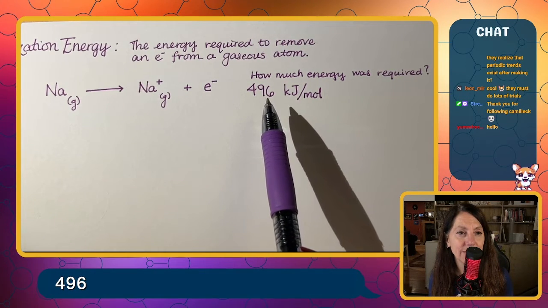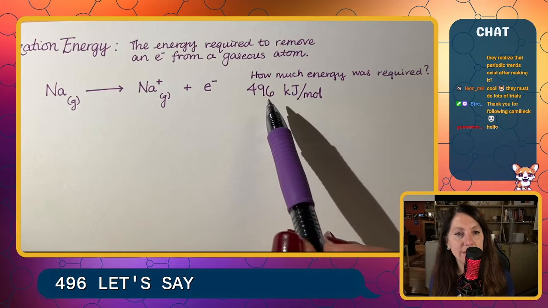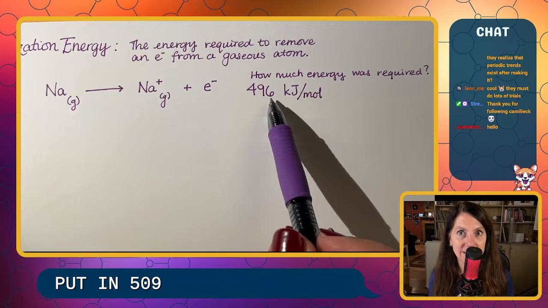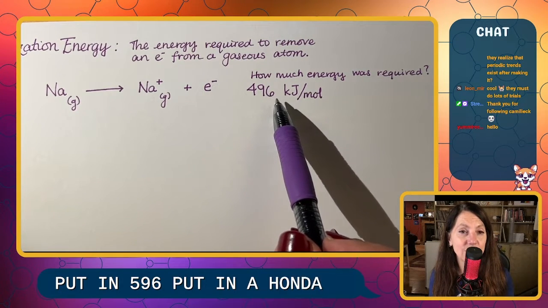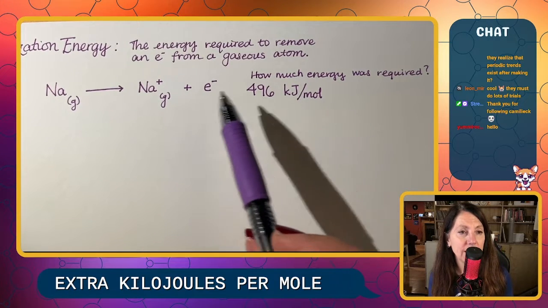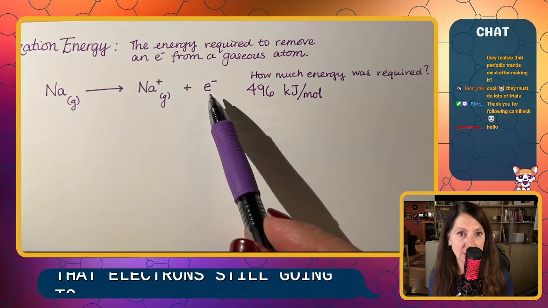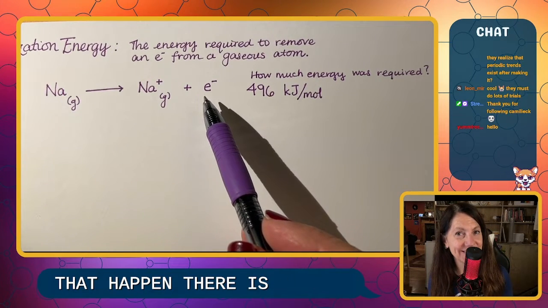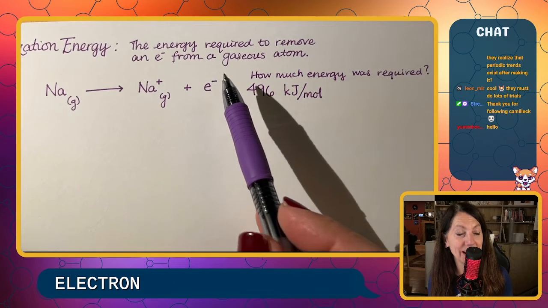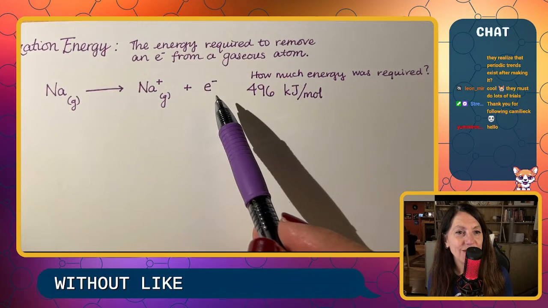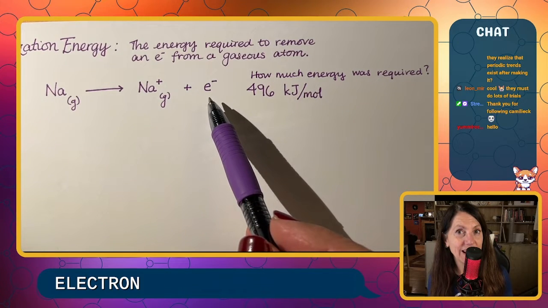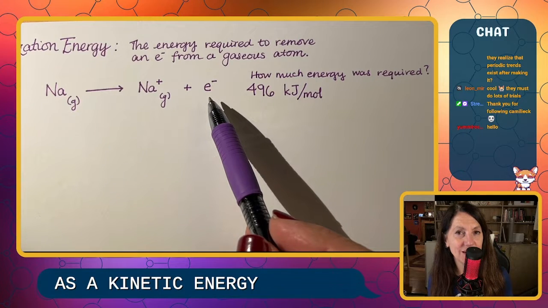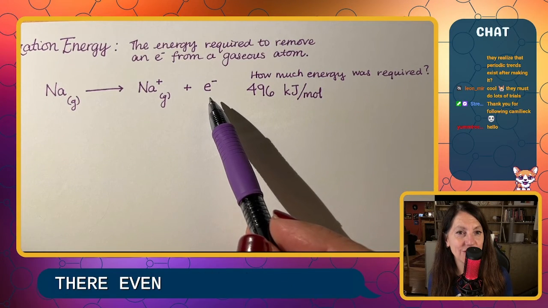Now, let's say you put in some extra. Let's say you put in 596. You put in 100 extra kilojoules per mole. That electron's still going to be ejected. So there was enough to make that happen. There is some extra energy with that electron, so that electron will take that energy and use it as kinetic energy. And it's going to go flying out of there even faster.